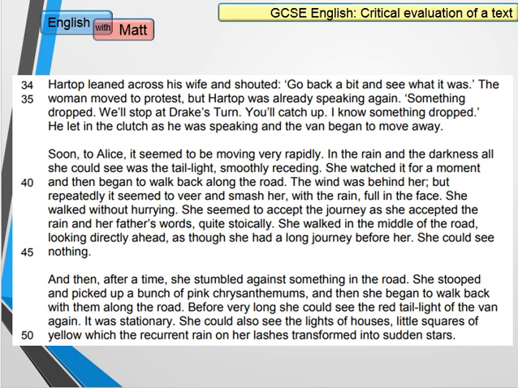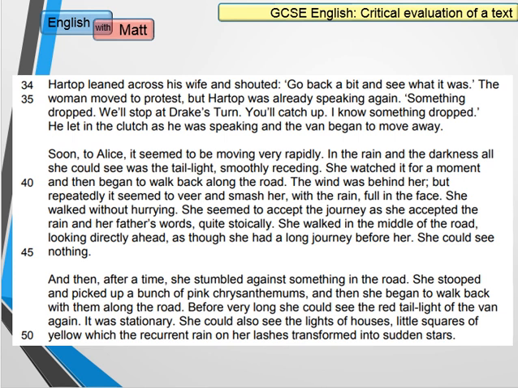The wind was behind her, but repeatedly it seemed to veer and smash her, with the rain full in the face. She walked without hurrying. She seemed to accept the journey as she accepted the rain and her father's words, quite stoically. She walked in the middle of the road, looking directly ahead, as though she had had a long journey before her. She could see nothing.